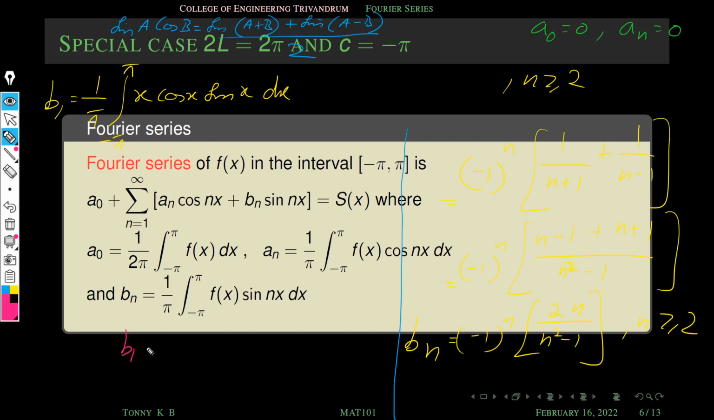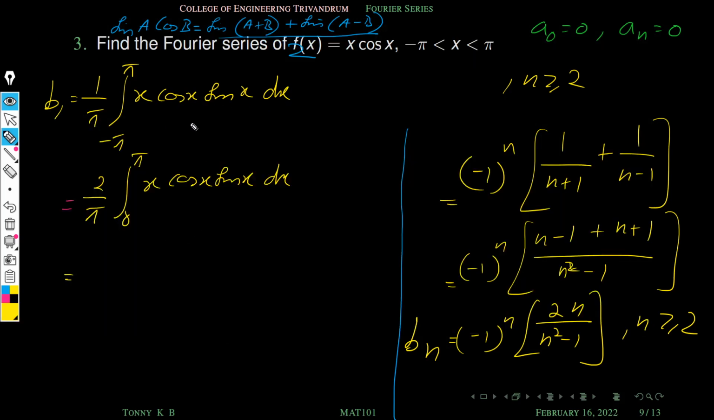Okay, what is b1? When n equal to 1, this becomes 1 by pi integral minus pi to plus pi f of x. In this, our f of x is x cos x, right? x cos x into, instead of sin nx, this is b1, so this becomes sin x. Okay, so that's why b1 is equal to 1 by pi integral minus pi to plus pi x cos x into sin x dx. And we know that this function is even function, odd function. So this product is odd into odd, again even. Okay, so we can use this rule, 2 times 0 to pi.